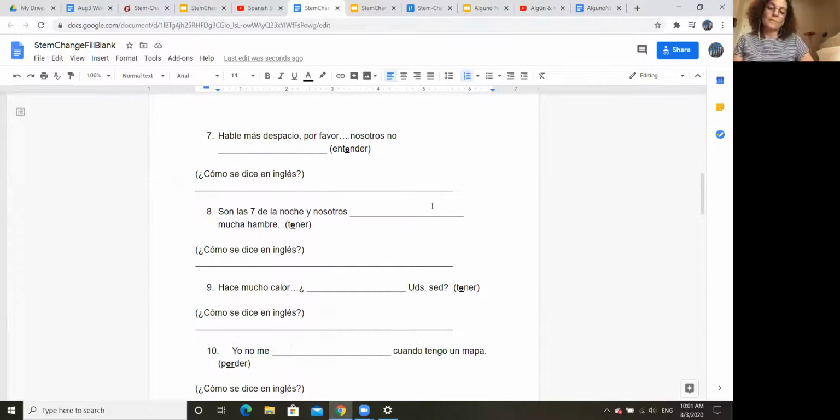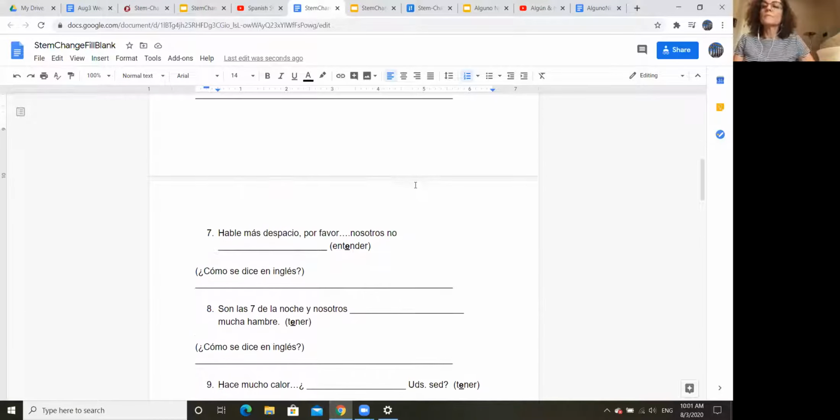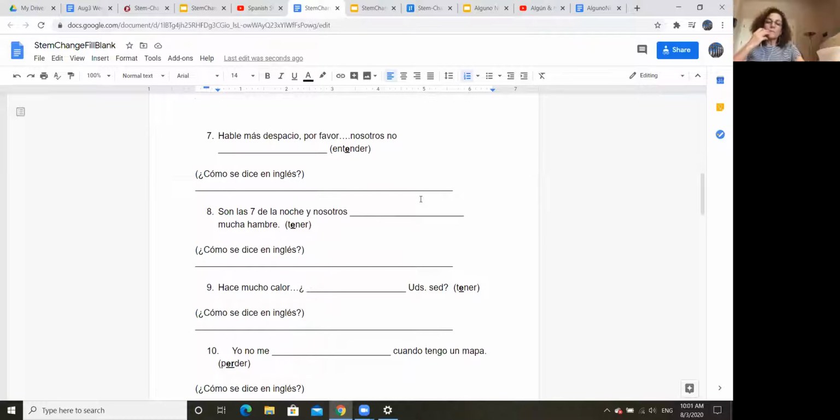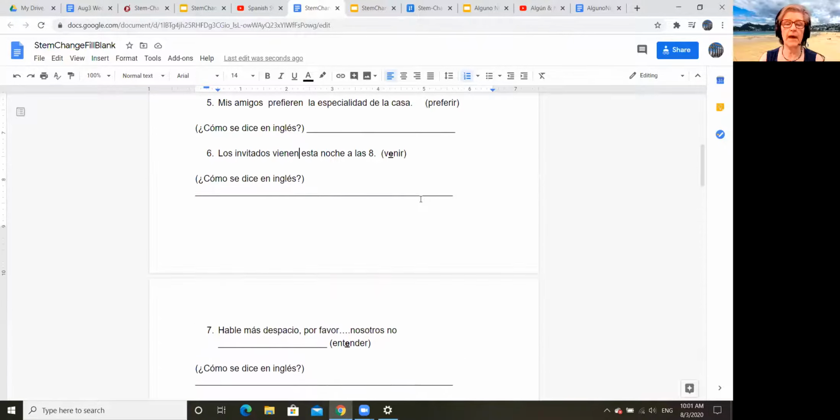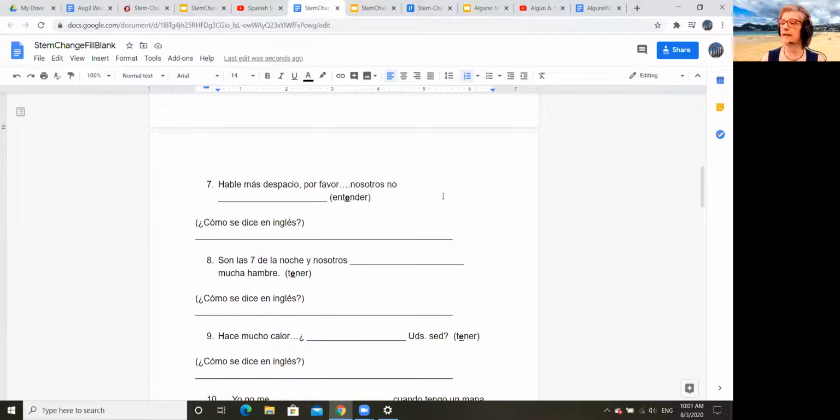Bien. How would you say invitations? Invitaciones are invitations. Invitados means those who are invited. Los invitados. Okay. Muy bien. Estamos en número 7. Siete, ¿verdad?